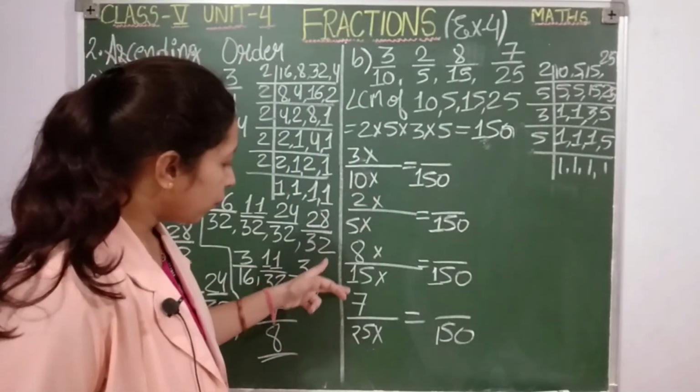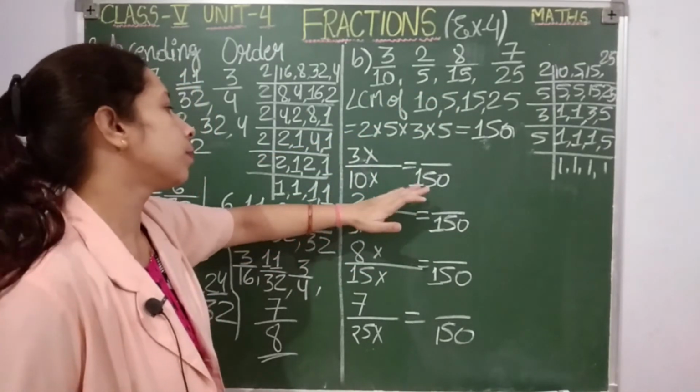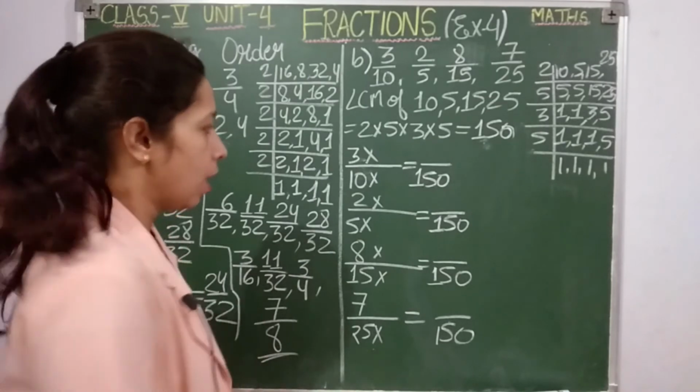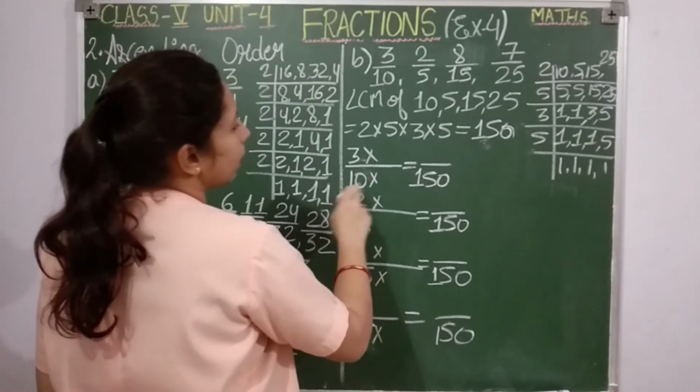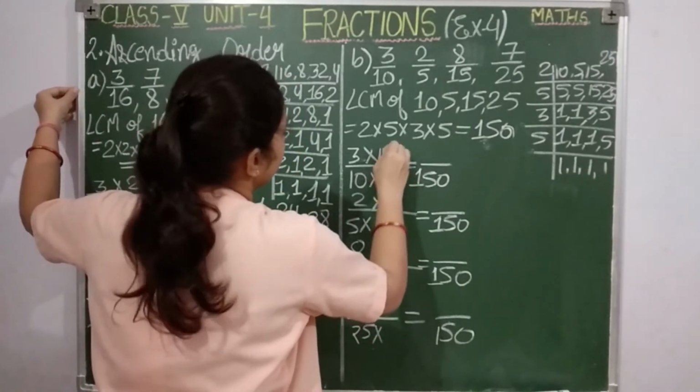So 10, 5, 15 and 25, these are the denominators which I'll make equal to 150. So I have written like this. Then what shall I multiply with 10 to get 150? It is 15. Here also multiply with 15.